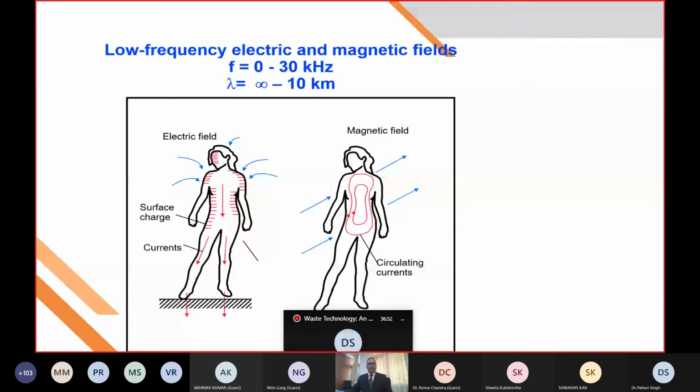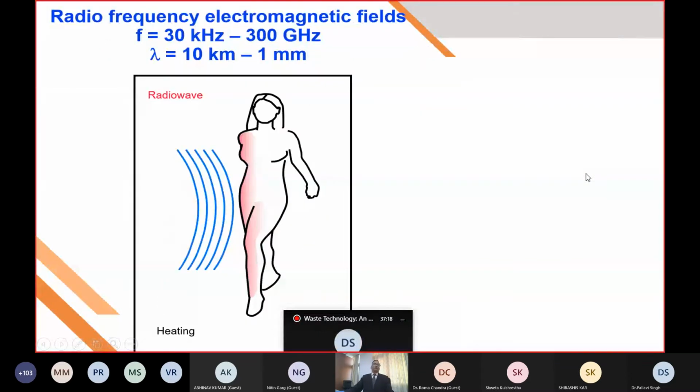Similarly, magnetic field. If the magnetic flux goes through the body, then it will create eddy currents, circulating currents, or what we call streaming potentials. So that is the scenario of 0 to 30 kilohertz, that is, very low, extremely low frequency.